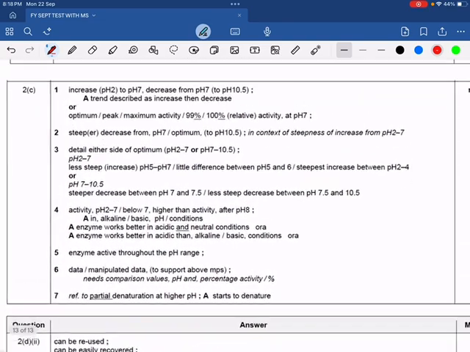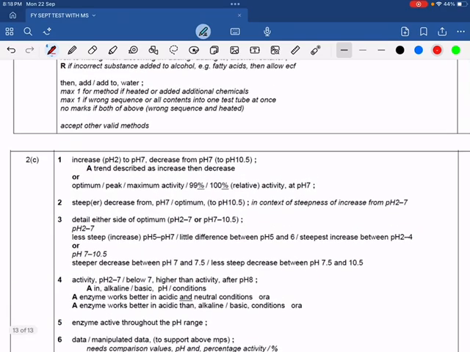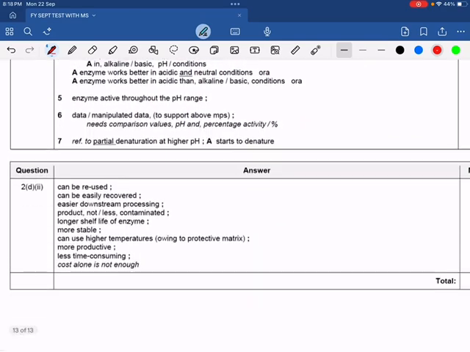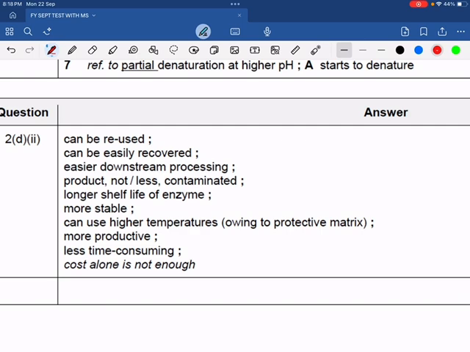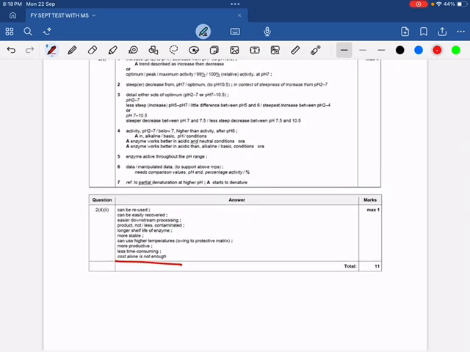And then there was a last question in which I think the advantage was asked about using an immobilized enzyme. So these are the various kinds of advantages. Too many advantages. I think more than 90% of you have got this correct. But anybody who has just written about the cost, that it is a cost-effective procedure, did not get a mark. So can be reused, the product is less contaminated, more stable over temperatures, more productive, less time consuming. Any of these could have given you a mark.